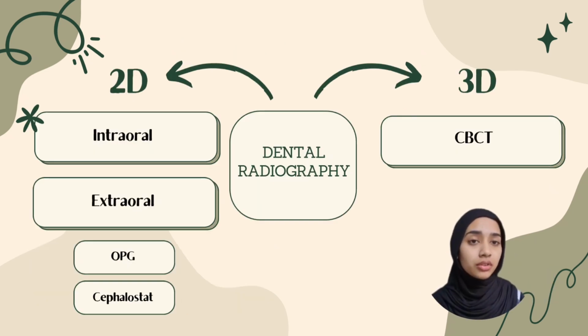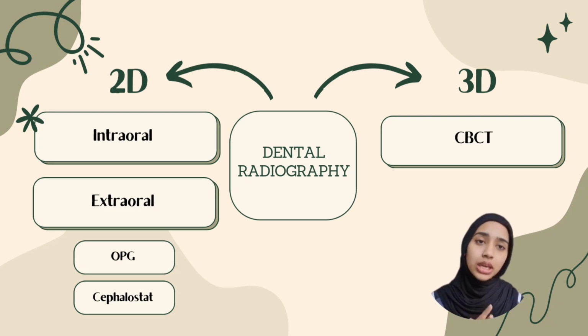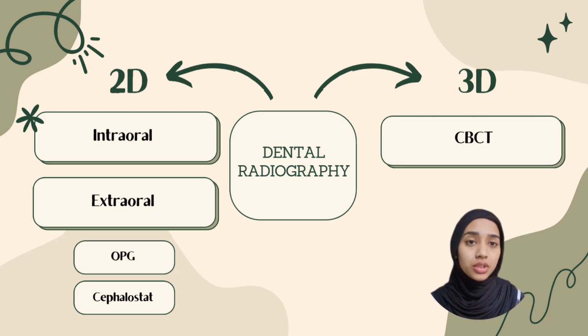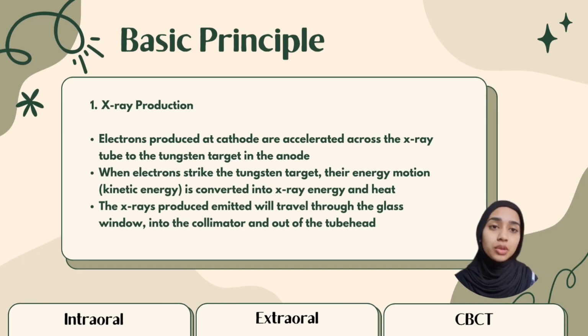The principle of dental radiography can be divided into two types, which are 2D imaging and 3D imaging. Under 2D imaging, there is intraoral imaging and also extraoral imaging. Meanwhile, the 3D imaging consists of the CBCT machine. The basic principle for dental radiography is X-ray production. X-rays are produced when isolated electrons hit the tungsten target and emit X-rays. These X-rays will then exit the tube head and interact with the patient.